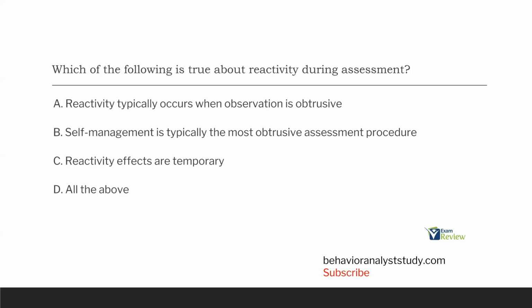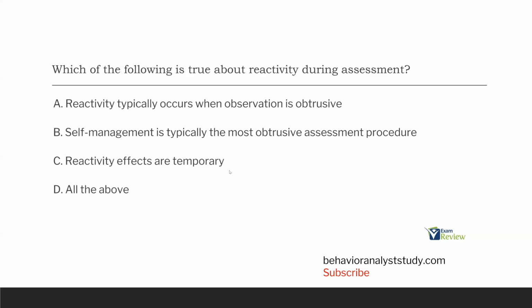A, reactivity typically occurs when observation is obtrusive. Now, this word obtrusive simply means the person knows that they're being watched, right? Or that their behavior is being monitored. So when observation is very obtrusive, when observation is very obvious, in other words, reactivity is typically much higher. B, self-management is typically the most obtrusive assessment procedure. That is true, of course, right? If you're self-managing and doing a checklist or checking yourself, you obviously know that your behavior is being monitored.